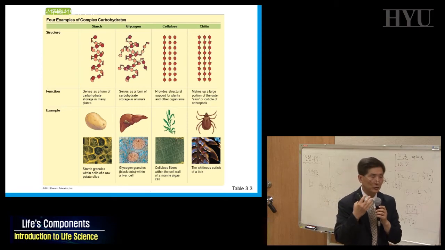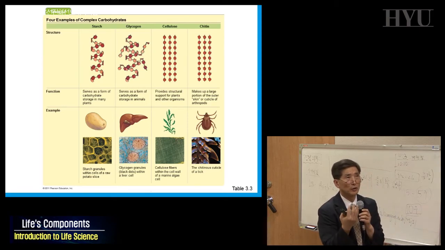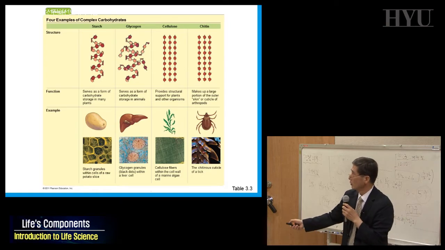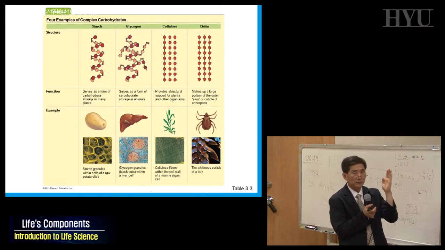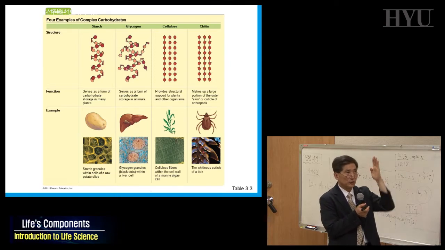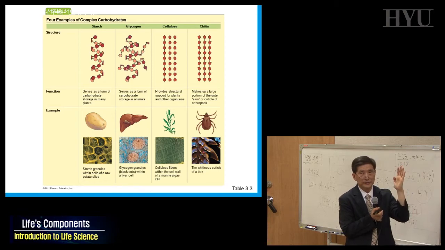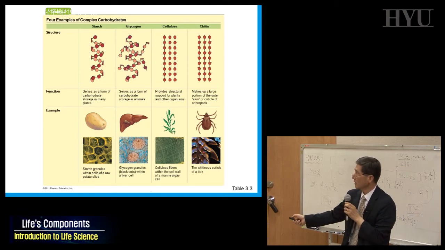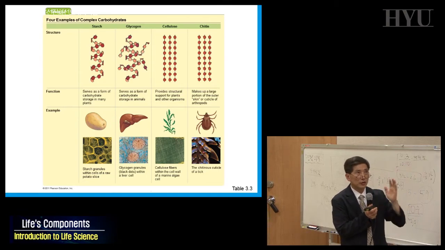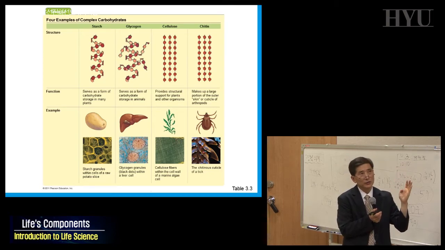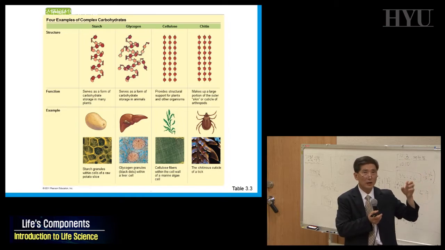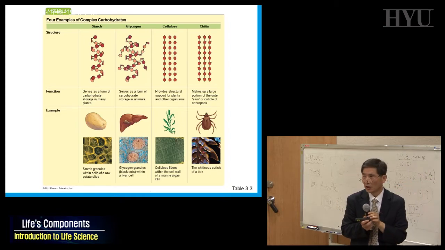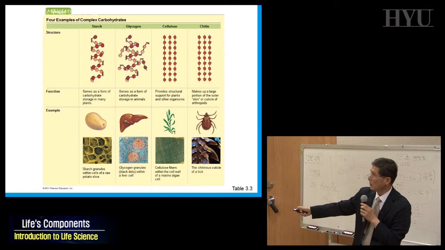Okay, that's the function: storage of sugar. Okay, what about cellulose? It's a structural thing. The plant stands straight up because they have lots of cellulose. They give physical support. Okay, same thing. Chitin is structural support for insects or crabs, lobsters. Okay, hard shell. Okay, so this is carbohydrate.